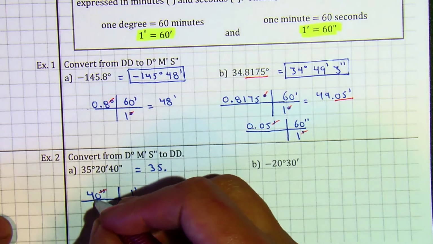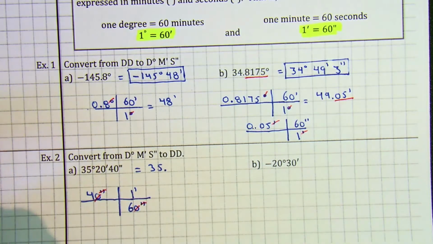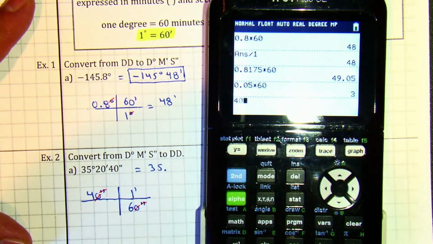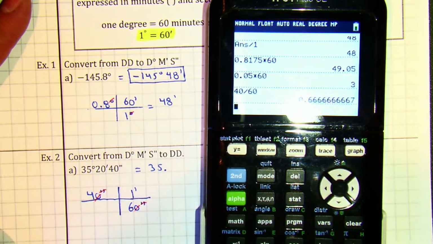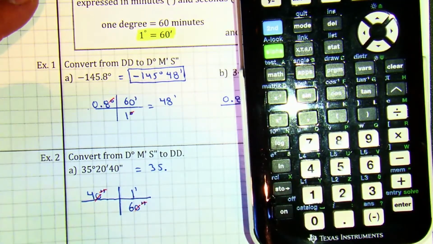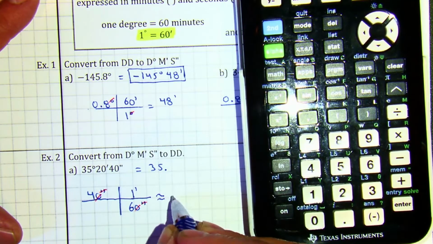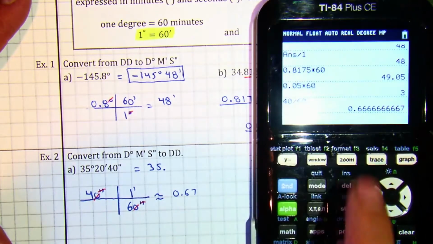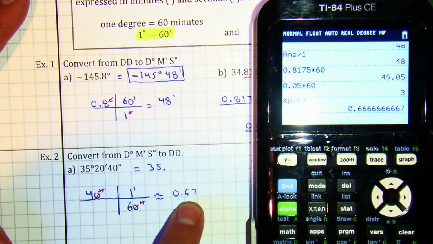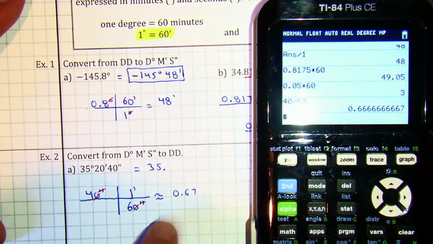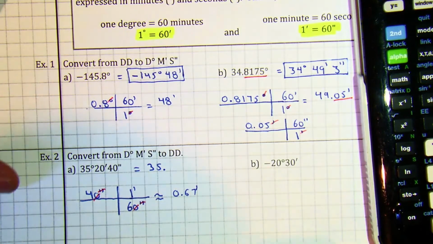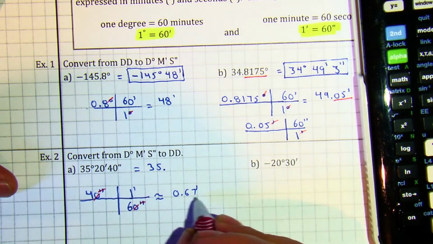I can cancel one of the zeros as well. I can simplify, and I know that's 2/3. Or I can type into my calculator. I have to be careful, because if I do 40 divided by 60, it's going to give me a decimal. For now, I'm going to say it's an approximation, 0.67, but I'm actually going to be using what's in my calculator instead of rounding so fast. So this is minutes. We have 40 seconds is equal to 0.67 minutes.